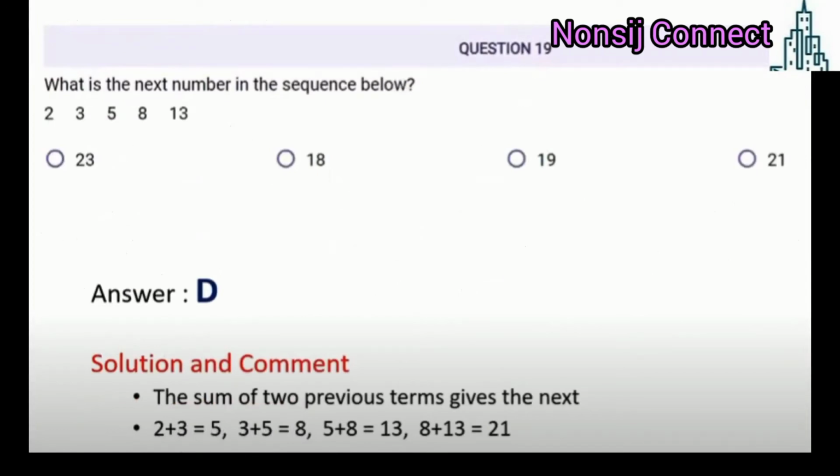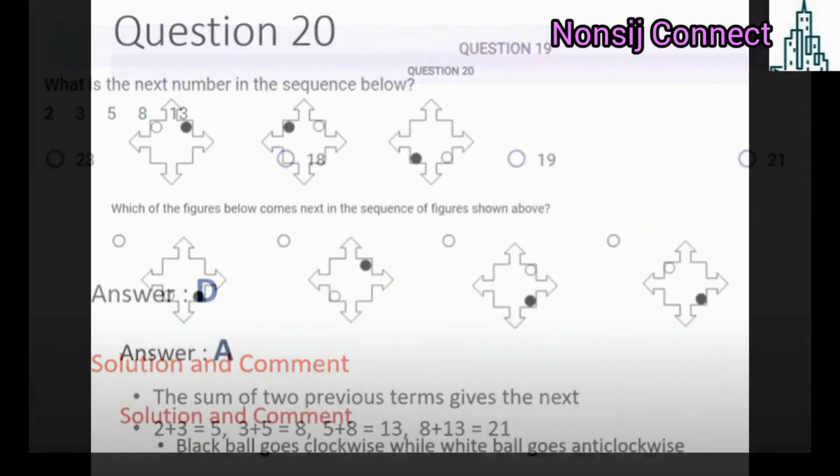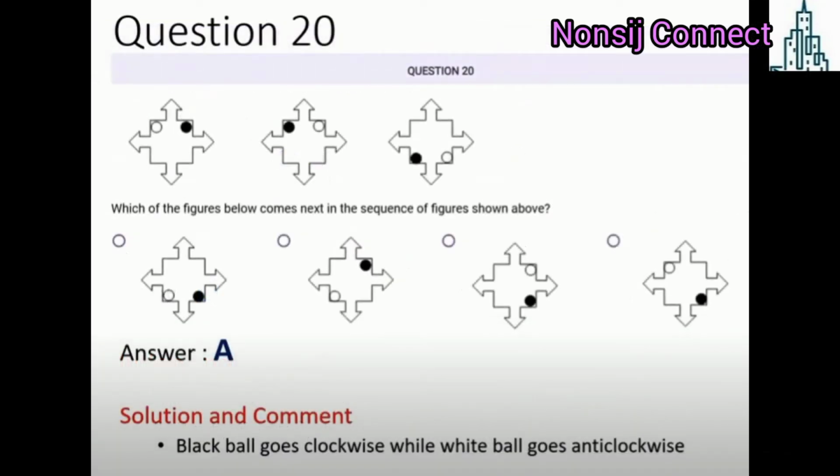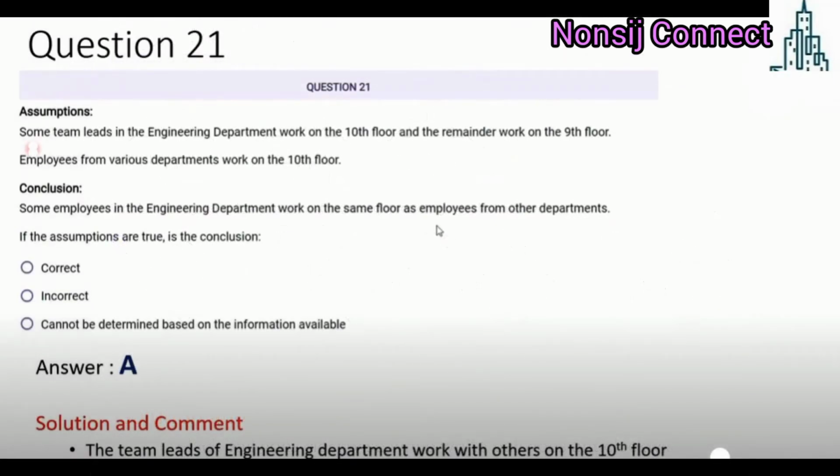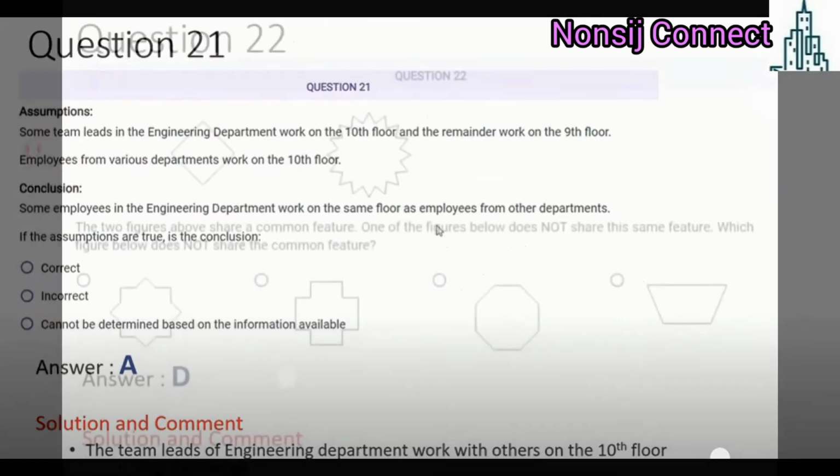Here, you will find out that the answer will be 21, because you will say 2 plus 3 is okay. The next one, the darker one here, number 20, is moving anti-clockwise, while the other one is vice versa. Okay, 21. The answer here, I've solved this before, A is the answer.